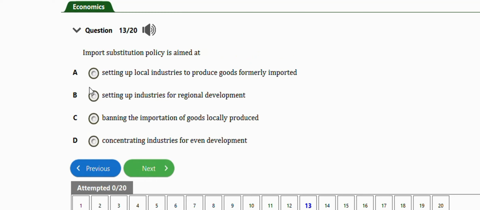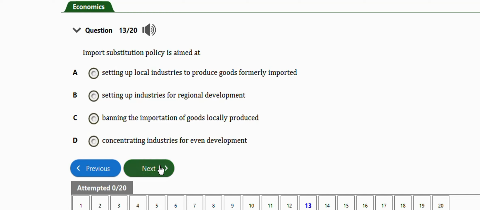Next question is this one. It said import substitution policy is aimed at setting up local industry to produce goods formerly imported, setting up industry for regional development, banning the importation of goods locally produced, concentrating industries for even development. So the right answer is option A, which is setting up local industry to produce goods formerly imported.